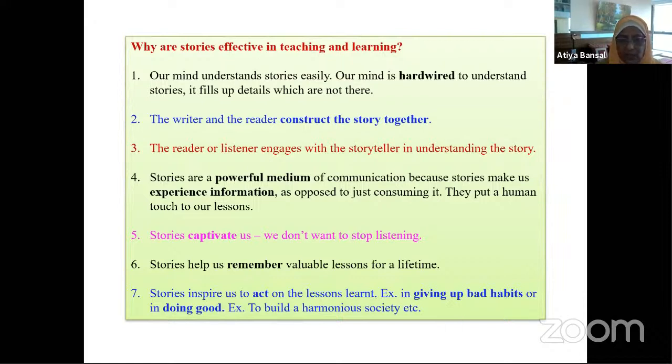Point number 7 is the stories inspire us to act on the lessons we learn. For example, stories can inspire us to give up bad habits or to do something good. And doing something good is so important to build a harmonious society.